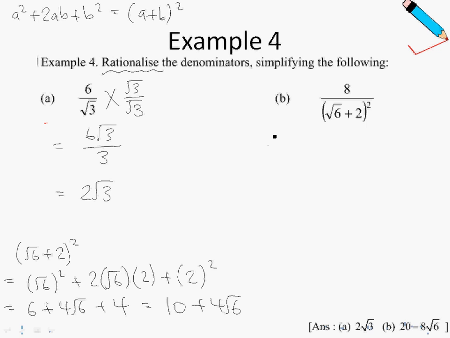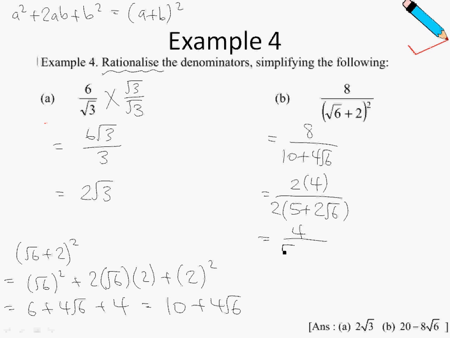So I'm going to replace the denominator with what I've just calculated. So this is 10 plus 4 root 6. And before I start rationalizing the denominator, I will just simplify a little bit further. So for the number 8, I can factorize out 2. And in the denominator, I can factorize out 2. Okay, and you can see that this can be simplified to give you 4 over 5 plus 2 root 6.